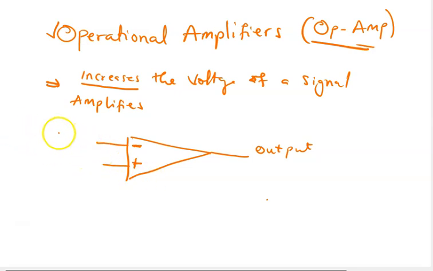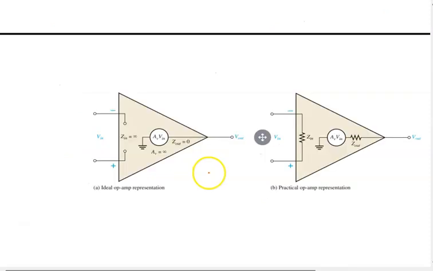So we have two types of input. We have the inverting input, and we also have the non-inverting input. That is, the positive side is considered as the non-inverting input. So you should take note of it. The inverting input is the minus, and the non-inverting input is the plus. Okay, so let's look at the image over here.